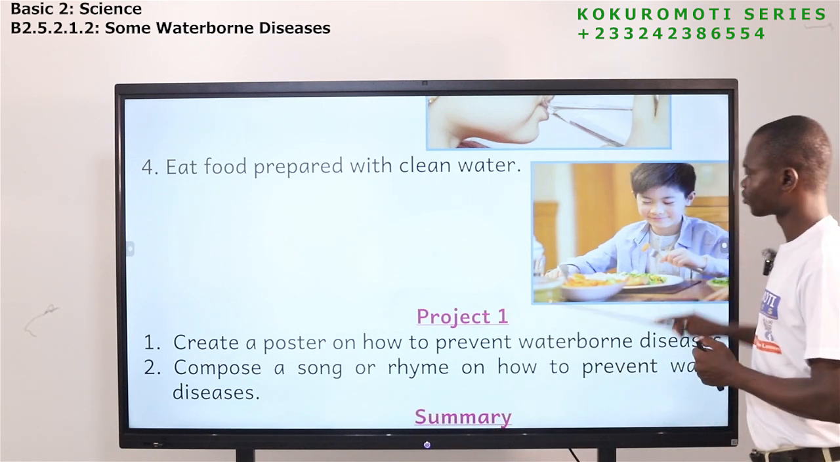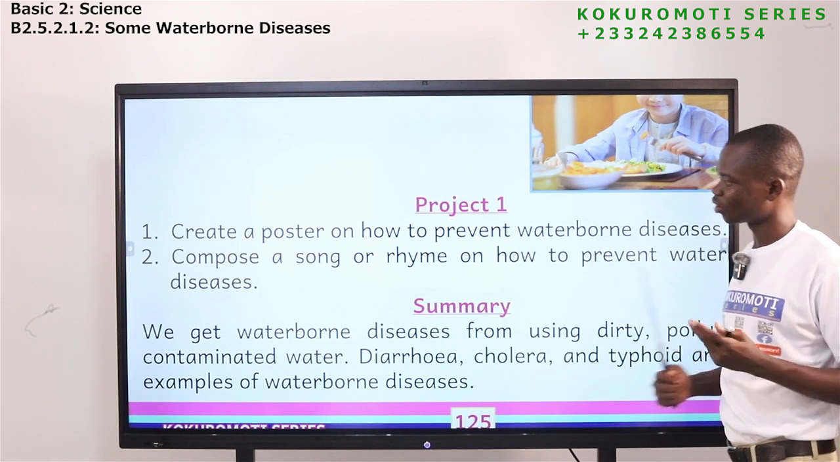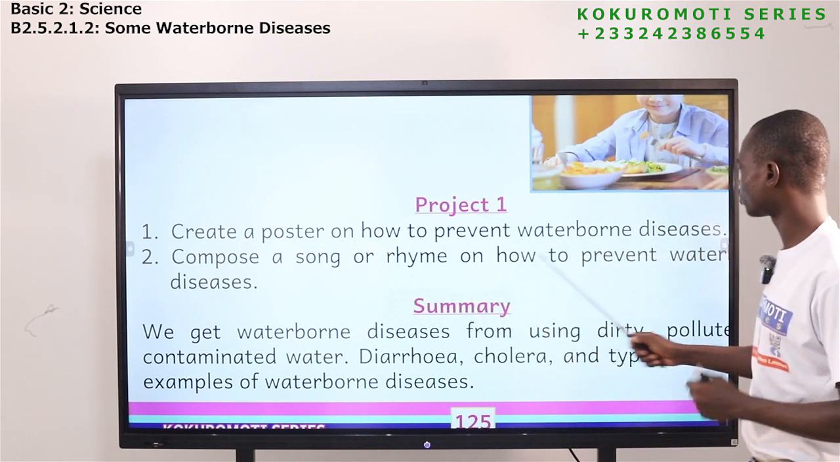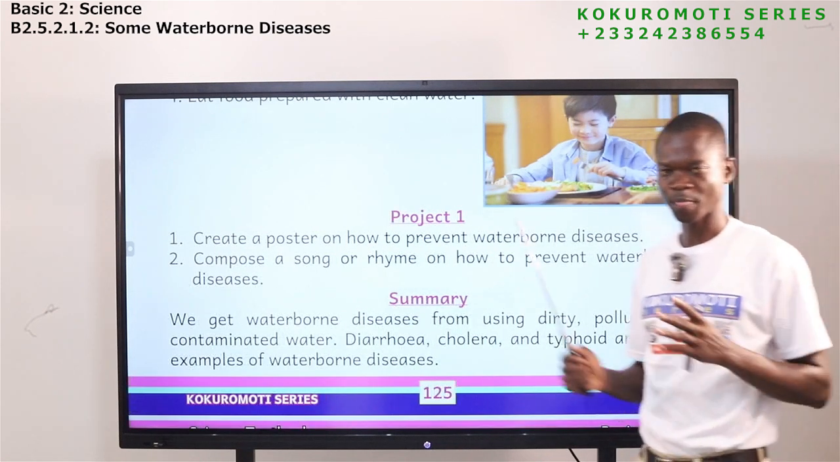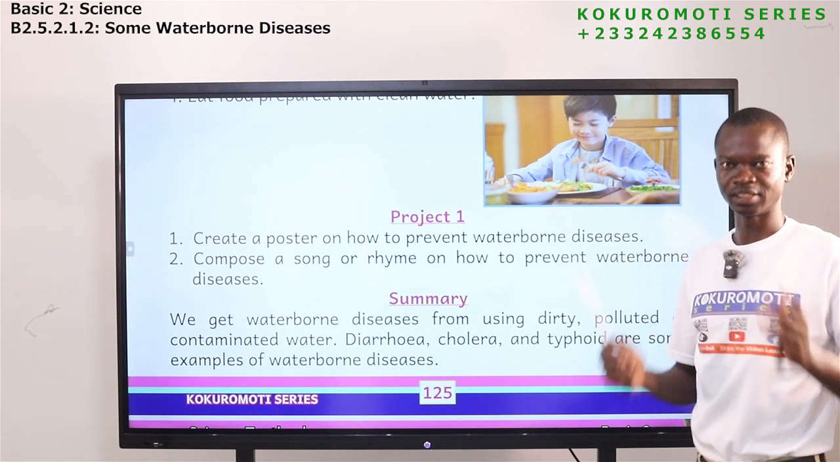Okay, now let's come to this side. There is a project for us. And what are you supposed to do? We are to create a poster on how to prevent waterborne diseases. So just create a poster about prevention of waterborne diseases.